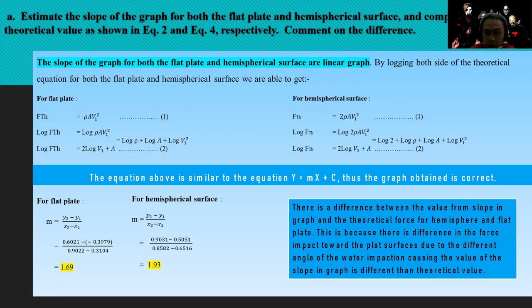As you can see, the equation above is similar to y equals mx plus c, and as you know, m will be the slope, c will be the y-intercept, and y, x is the coordinate. For the flat plate the slope m is 1.69, and for hemispherical surface it is 1.90. There is a difference between the slope from the graph and the theoretical value for hemisphere and flat plate. This is because there is a difference in the force impact toward the surfaces due to the different angle of the water impaction, causing the slope in the graph to differ from the theoretical value.